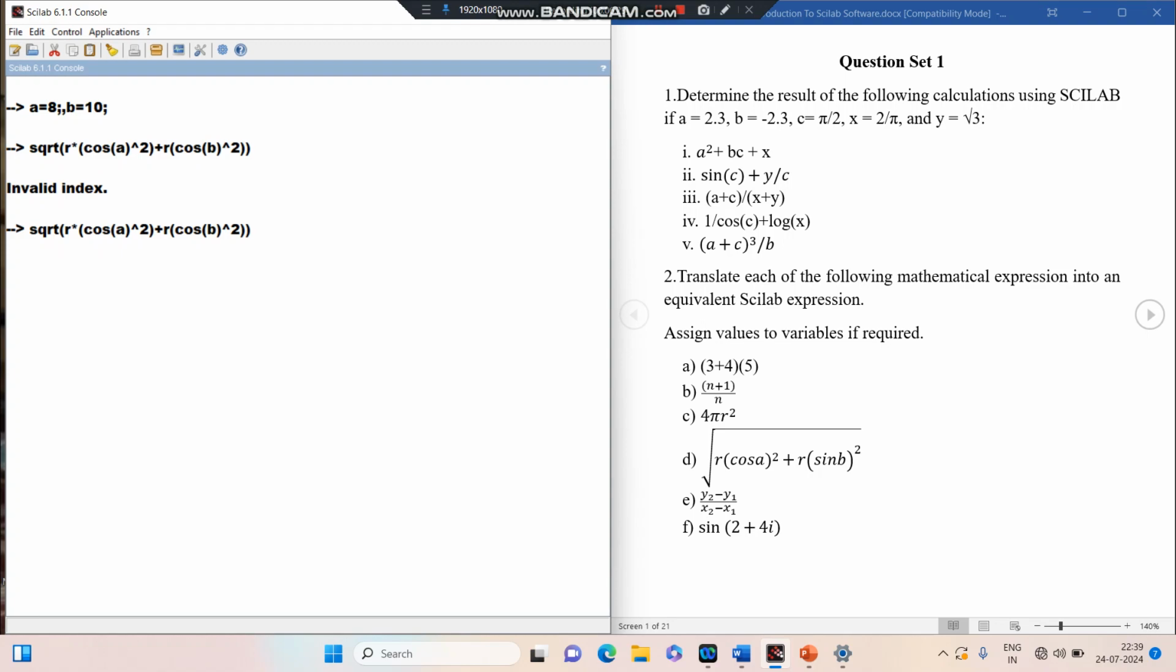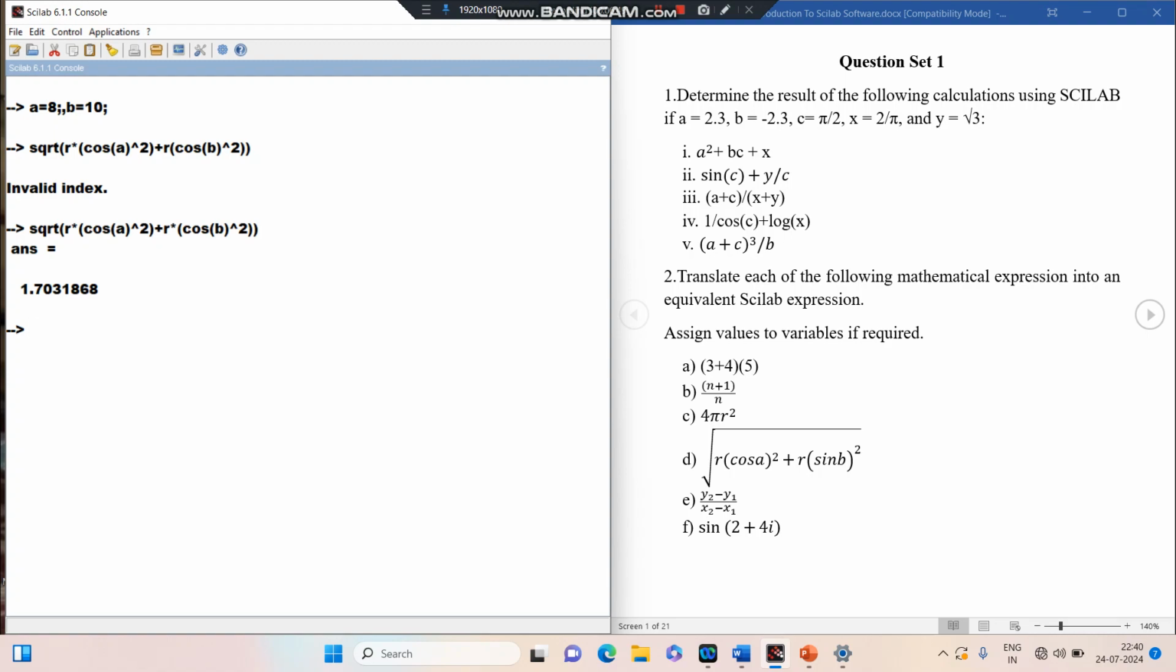So it is showing an invalid index. Since we have the error, we can remove it since we haven't put any sign in between these two. So we have to give the multiplication sign, and this way we got the answer.